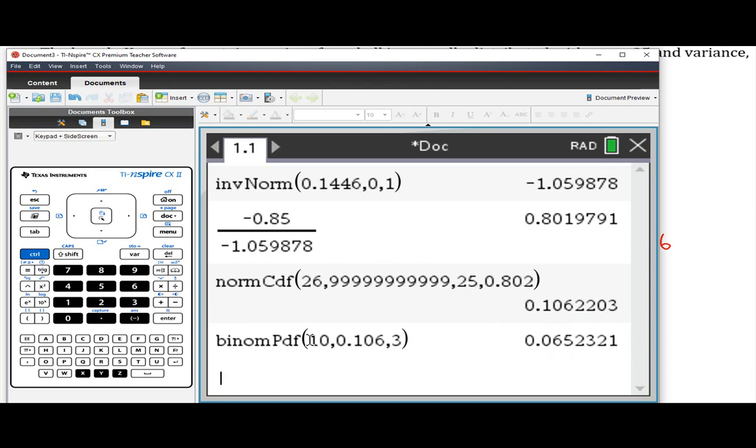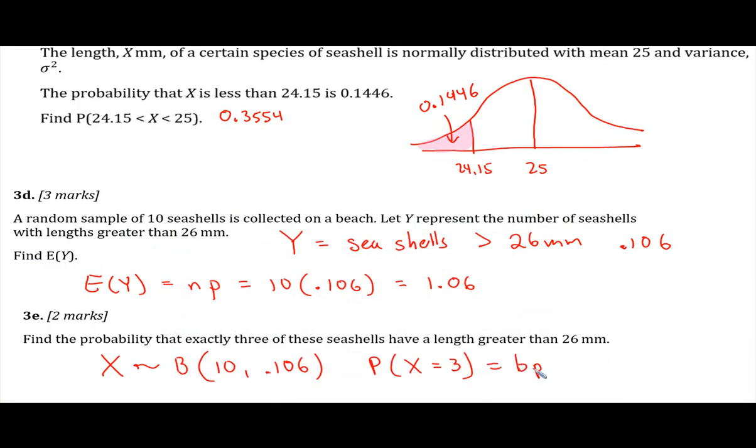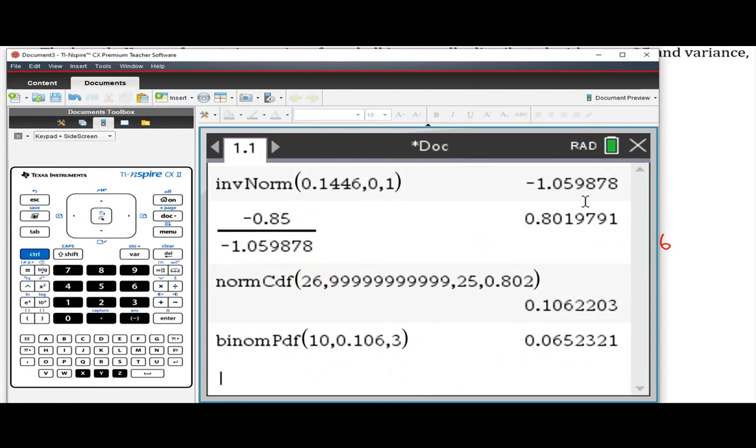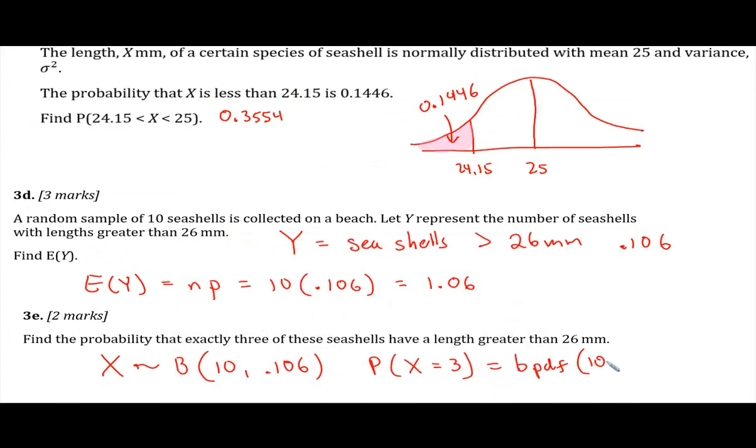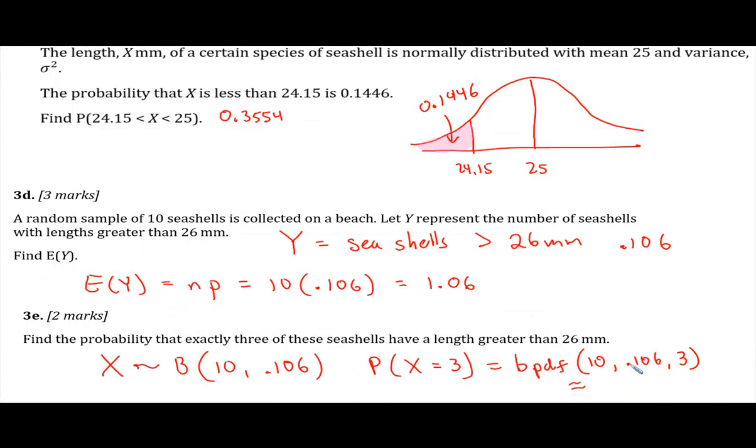Once again, I would write down binomial PDF, and then type in what I put in the calculator. In this case, that's 10, comma, 0.106, comma, 3. And then we get our answer, which is 0.0652.